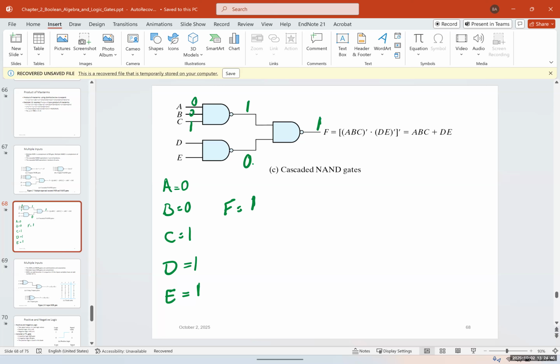And you can use that one as well. This equation here, ABC plus DE. So ABC is going to be 0, 0, 1, which is equal to 0. 0 times 0 times 1. And DE is 1 times 1, which is 1. So 0 plus 1 gives us 1. Okay. Different ways to solve this.